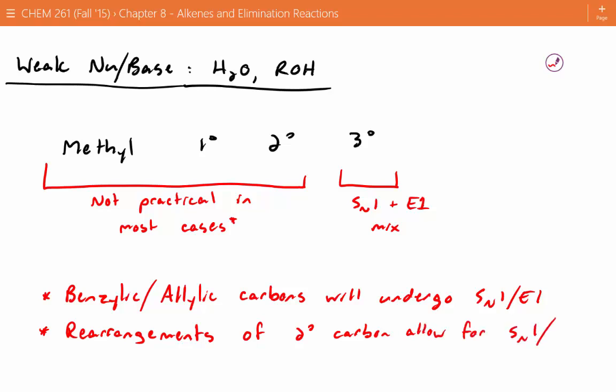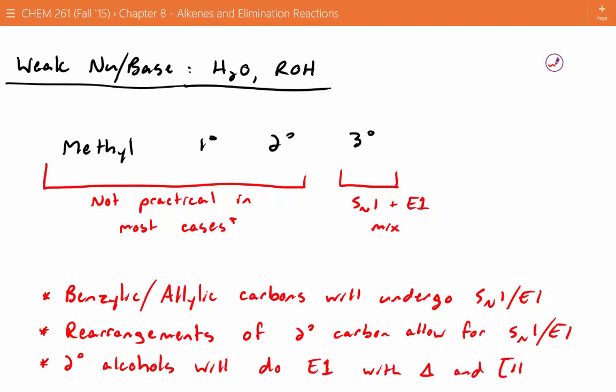And then let's say I want to do an E1 on a secondary carbon. What's the trick that we often use? Heat and what else? And acid catalysts. So secondary alcohols will do E1 with heat, which is our delta symbol, and acid catalyst.